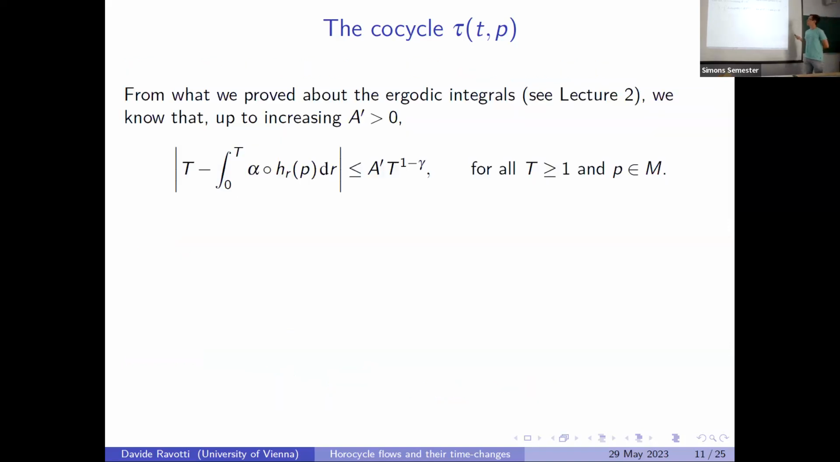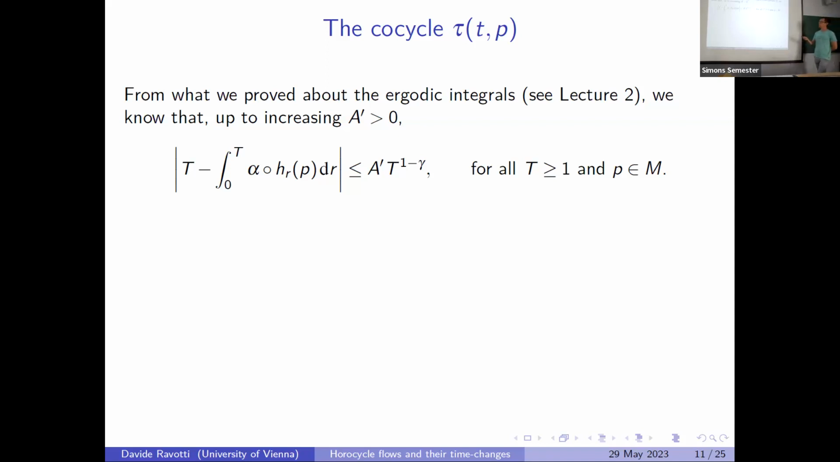Okay, so what we proved for the ergodic integrals is that if I integrate alpha from 0 to capital T, so recall that alpha was having integral 1, so I have to subtract T times the expected value, which is 1. So the integral from 0 to T of alpha minus T is going to be bounded by a polynomial term, some constant times T to the 1 minus gamma, where gamma is some positive constant.